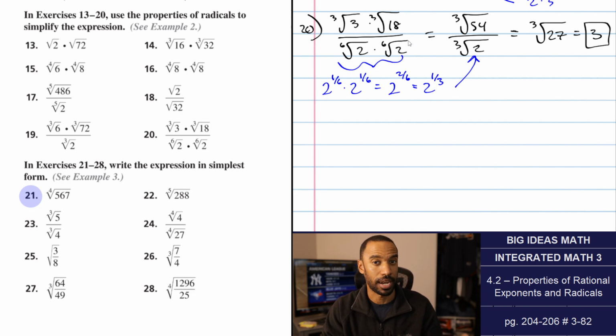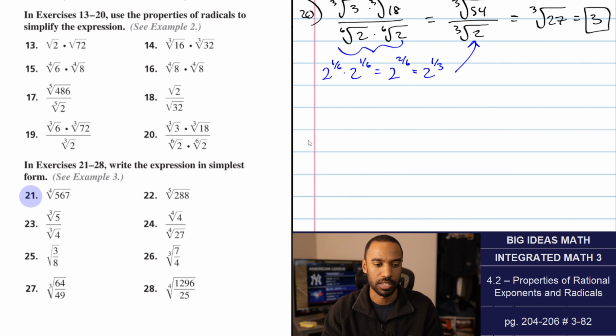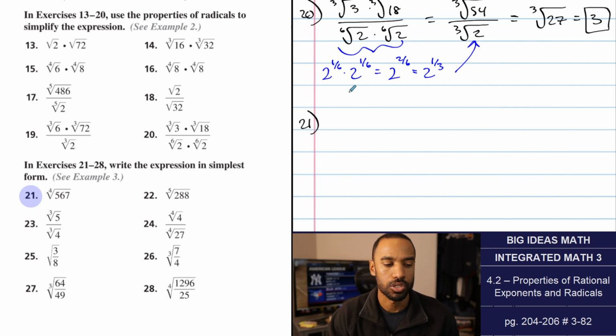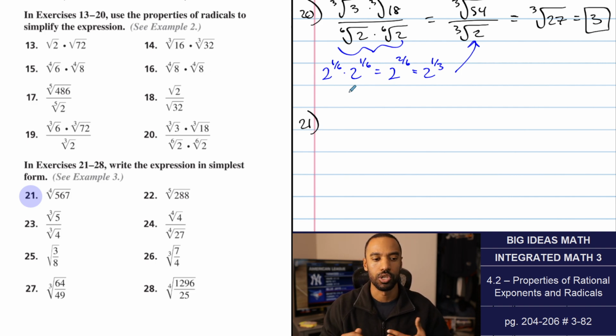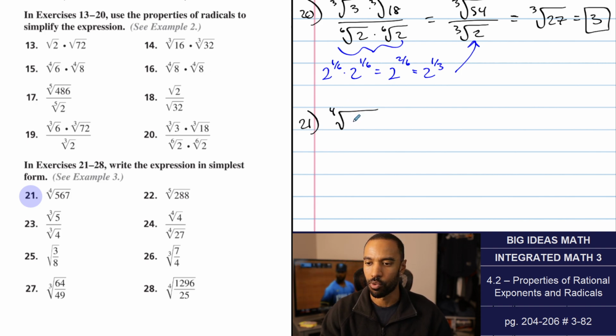So hopefully this is panning out for your learning and you're making sense of something, not just copying this down and thinking he's going to get me the whole way. I can't help you on your test. So you're going to have to make sense of what it is that we're doing as a whole. All right, number 21, write the expression in simplest form: fourth root of 567.